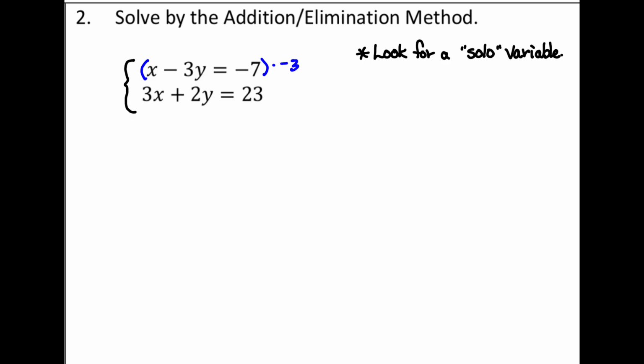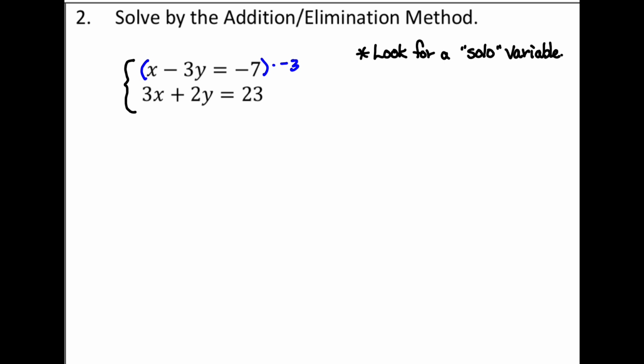You can put it at the front, you can put it at the back, you can put it wherever you want to. But when I end up doing that, I'll have a negative 3x right there, and these two will cancel, right? Okay, so let's multiply it. Here we go.